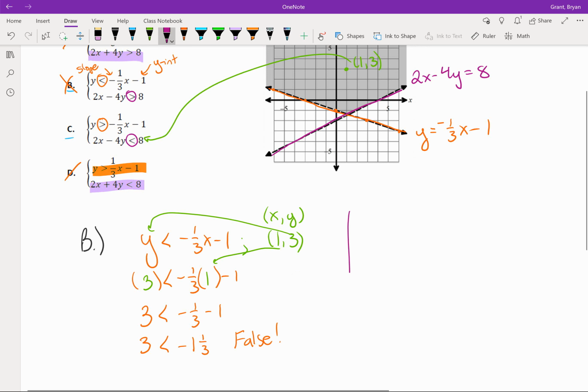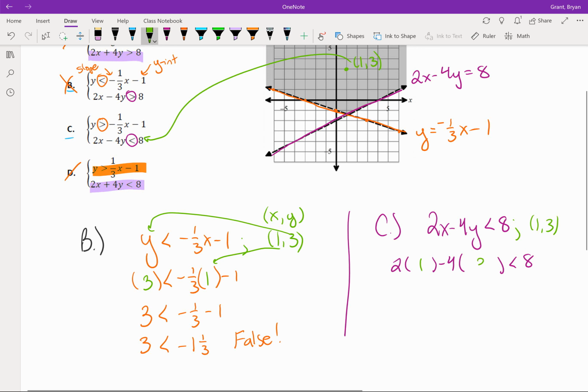So the other equation was, now we're going to do C over here, 2x minus 4y is less than 8, and I'm going to try the same point, 1 comma 3. It's in the shaded region, it should work. So we need to replace the x with 1 and the y with 3. So let's take a look. X is 1, y is 3. We end up with 2 minus 12 is less than 8. And that gives us negative 10 is less than 8. Is that true? Oh, I think it is. Yeah, negatives are smaller than positives. And that shouldn't surprise us because C is the only one that's left, so it better work.